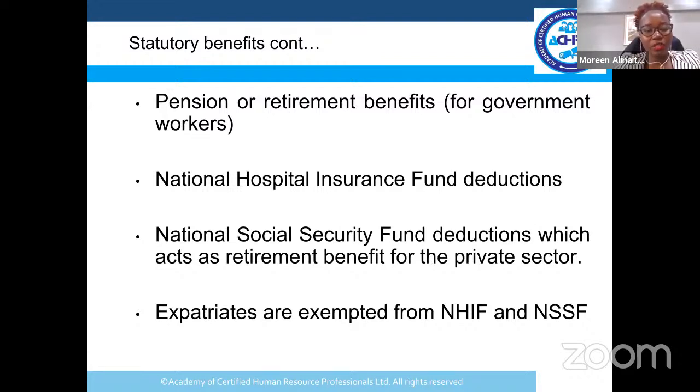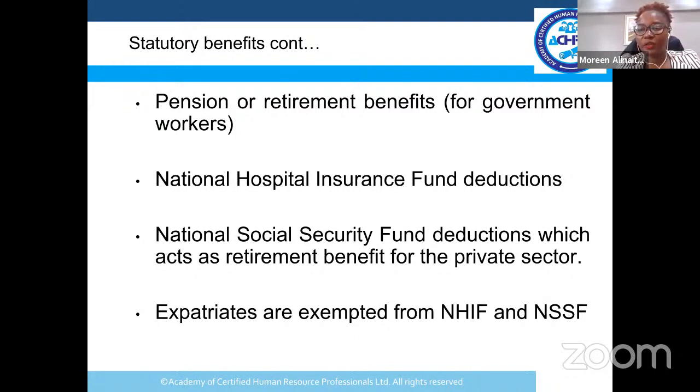We are continuing with the statutory benefits that are provided for in the Act. We have pension or retirement benefits for government organizations these days. I used to hear of pension a long time ago, but I guess even now they give them, is it called the golden envelope or brown envelope, to thank them for their service within the government. We also have national hospital and insurance fund deductions. Now, this is a benefit.